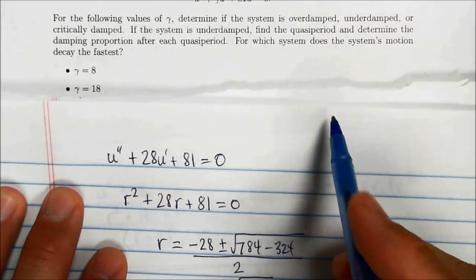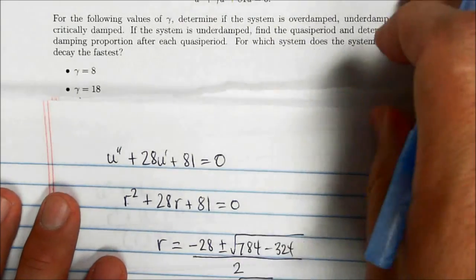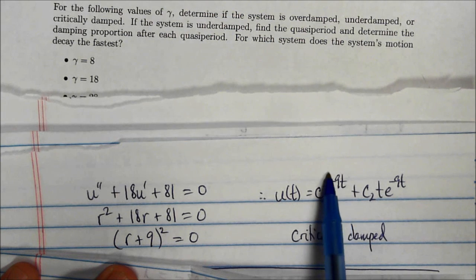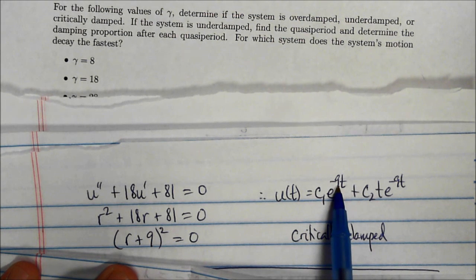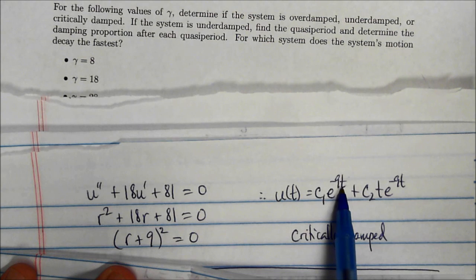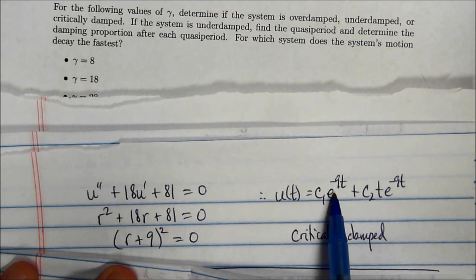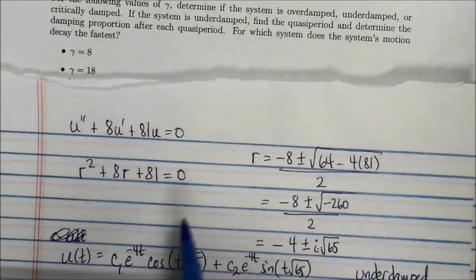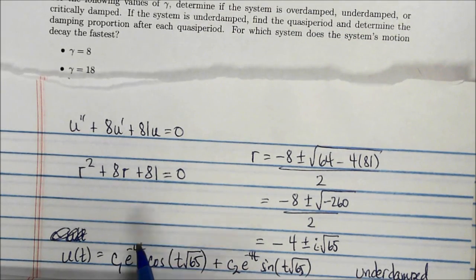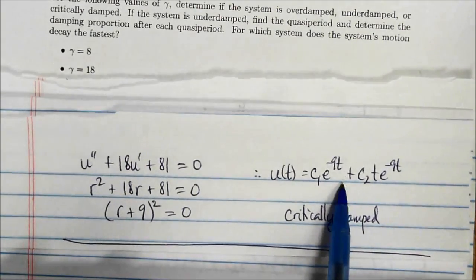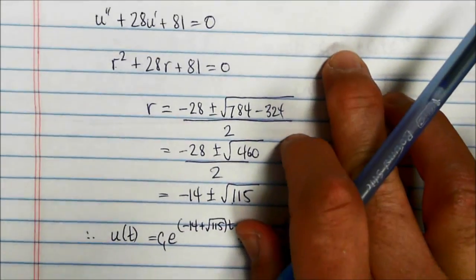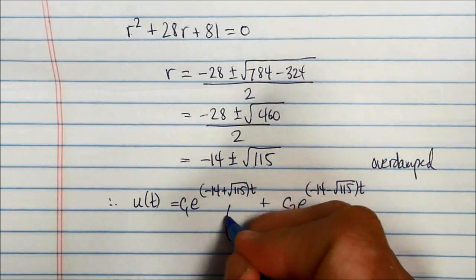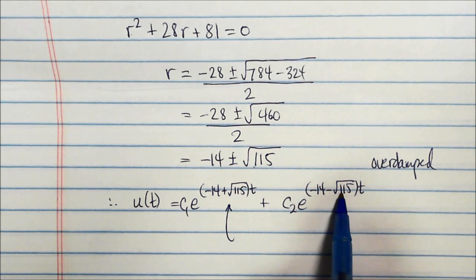Now, for the last part of the question, for which system does the motion decay the fastest for these three cases? The answer is going to be for the critically damped case. Negative 9 is going to be the smallest, the most negative exponent that I see in these three answers. My first answer, I had a negative 4 here, so that doesn't decay as fast. The critically damped case is negative 9. The one I just did, I've got these nasty square roots. The bigger one is going to be this one, so I'm not going to even worry about computing this.